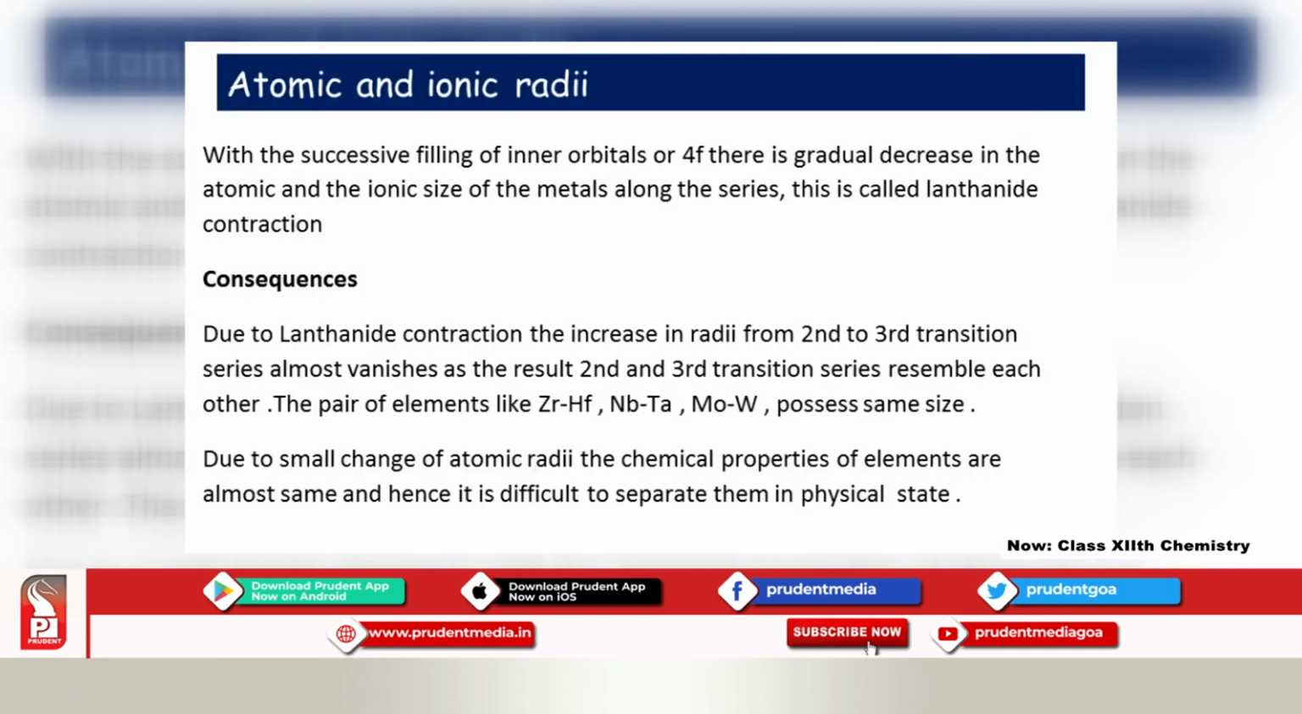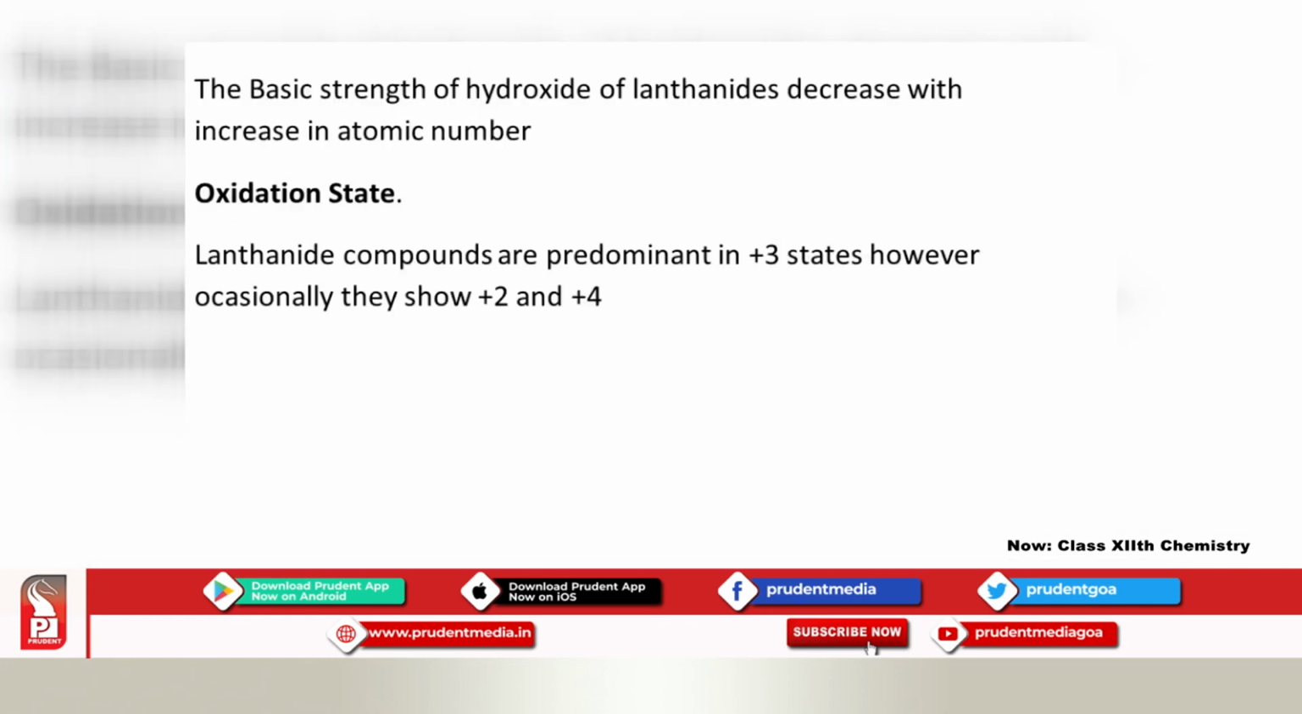Due to the small change in atomic radii, the chemical properties of the elements are also almost the same. Another problem is that it is very difficult to separate them because of the similar size. We'll go on to the next topic: the basic strength of the hydroxides of the lanthanides decreases with increase in atomic number.